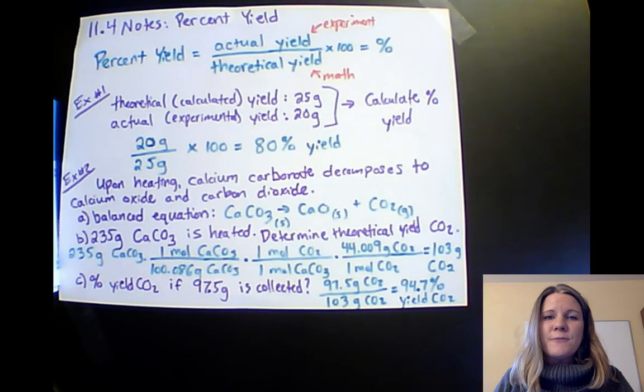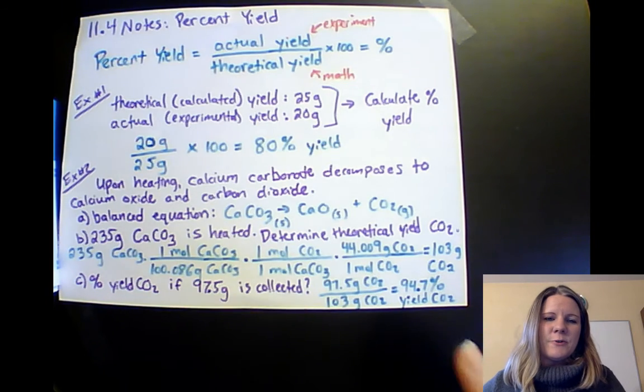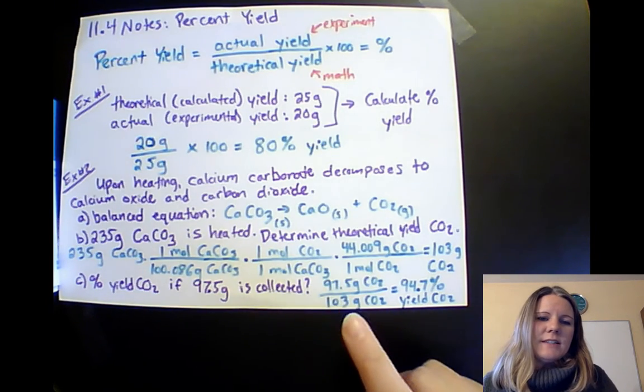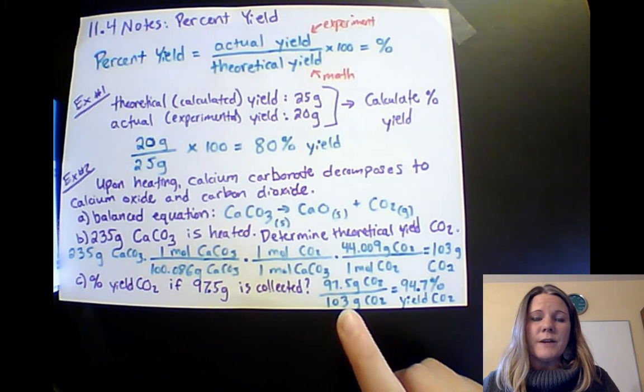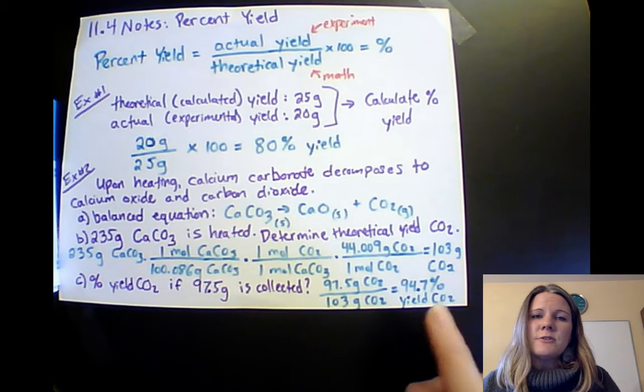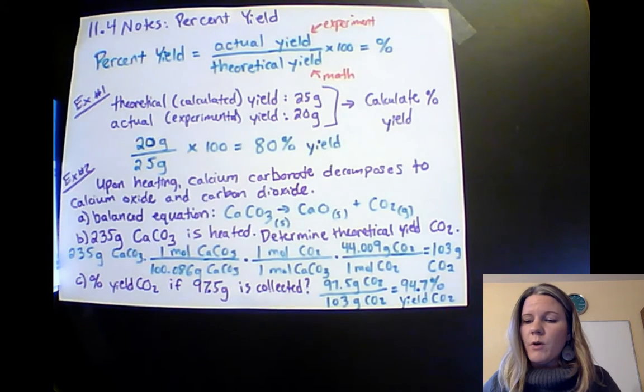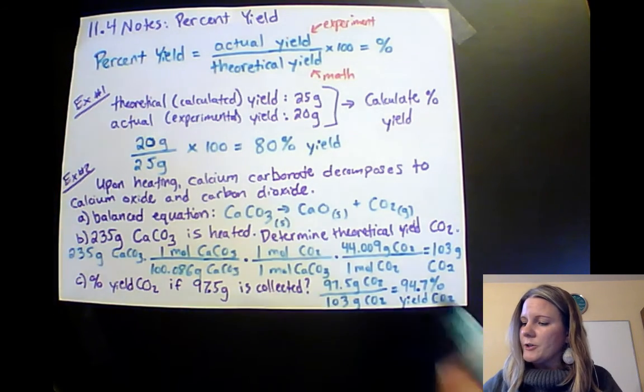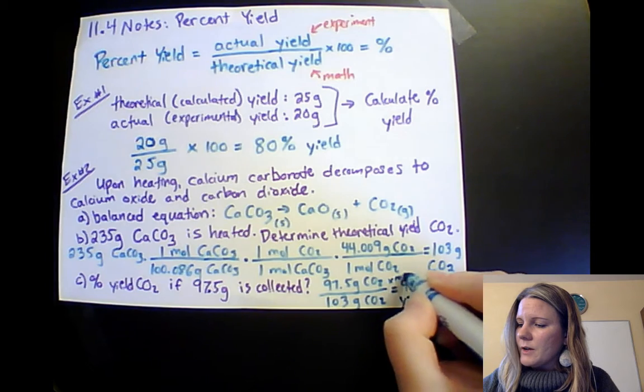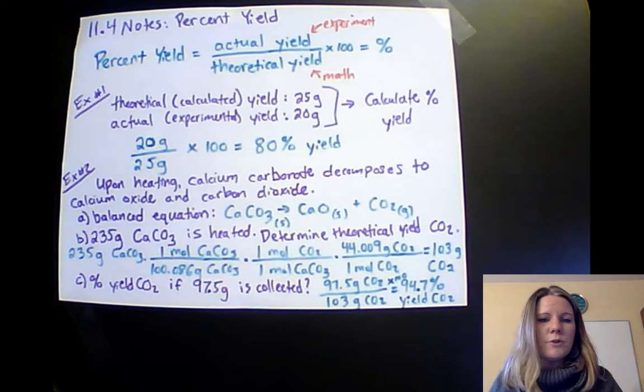So for the final answer here, I just fit it in the corner of my piece of paper here. 97.5 divided by the answer we got for part B, which was 103 grams. Grams cancel, so our answer is simply in percent. Oh, you know what? I forgot to multiply by 100 to show my work here to get it in percent form. So don't forget that step.